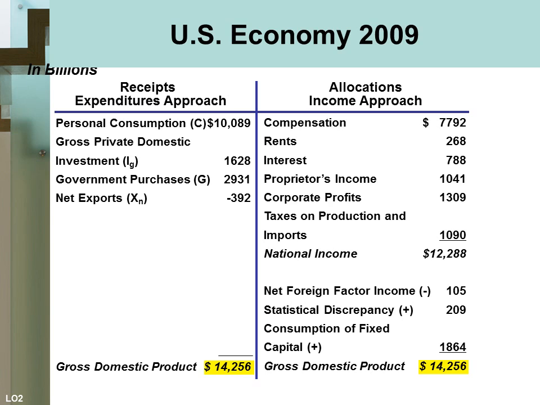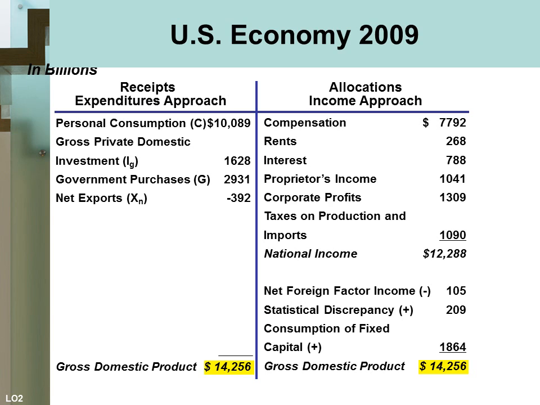expenditures, and this is for 2009. This was the most recent data available for the McConnell textbook. All right, so for 2009, we have personal consumption expenditures to the tune of just over $10 trillion. So you can see personal consumption expenditures are a large part of GDP. Most of our GDP is personal consumption expenditures on durable goods, non-durable goods, and services.